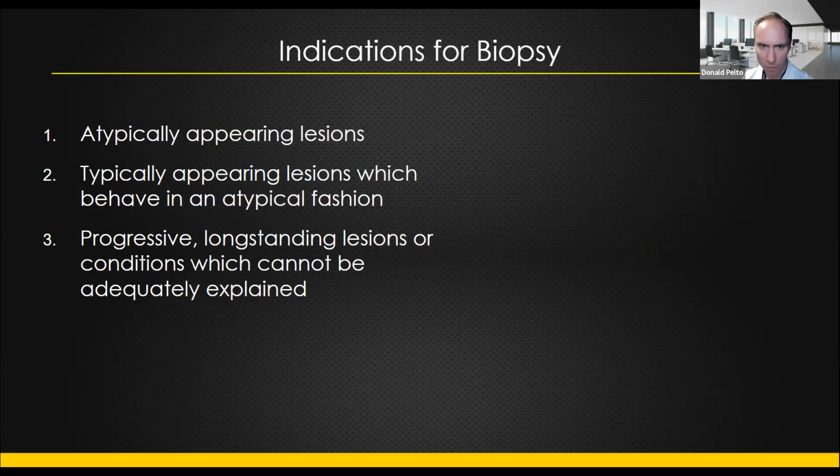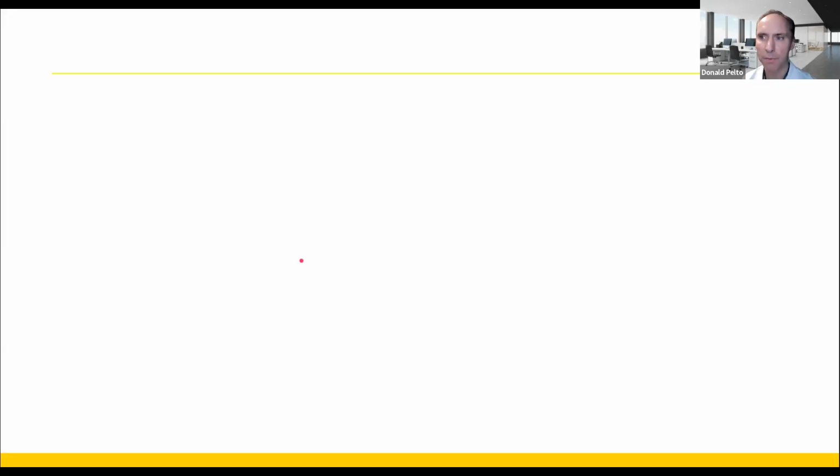First of all, we're going to go over the indications for a biopsy. These are atypical appearing lesions, things that look kind of weird, that you don't see every day, you're not really sure about, or aren't getting better with traditional treatments. Typically appearing lesions which behave in an atypical fashion. For example, a patient with a topical antifungal that's not responding like an antifungal should, or a steroid cream like it should, that would be a reason. Also progressive, long-standing lesions or conditions which cannot be adequately explained.